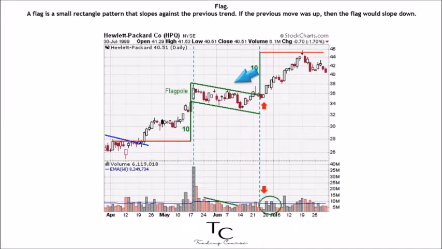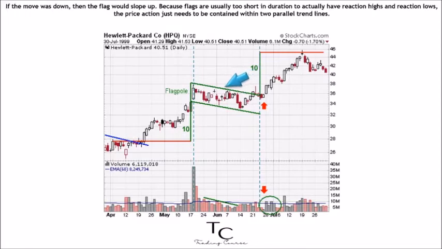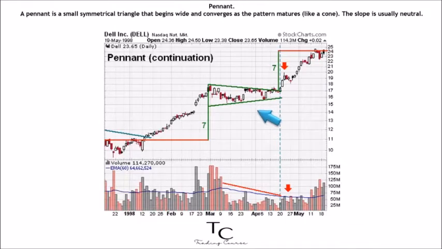Flag. A flag is a small rectangle pattern that slopes against the previous trend. If the previous move was up, then the flag would slope down. If the move was down, then the flag would slope up. Because flags are usually too short in duration to actually have reaction highs and reaction lows, the price action just needs to be contained within 2 parallel trend lines.